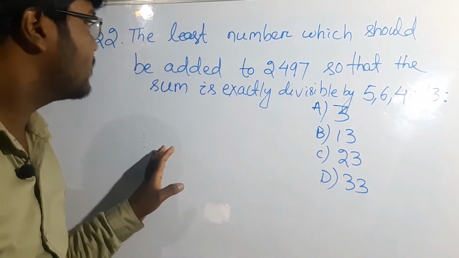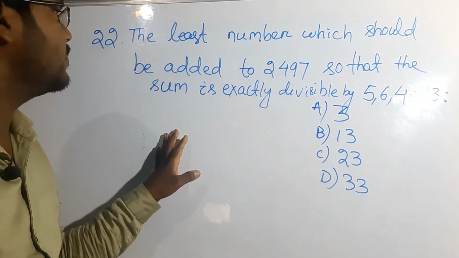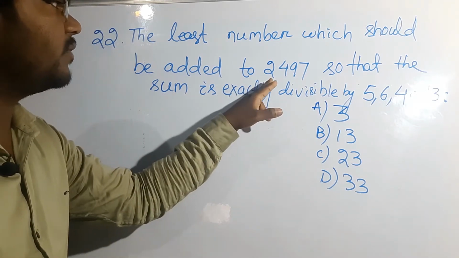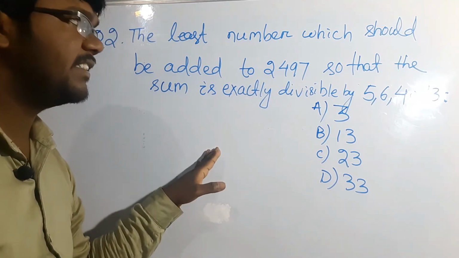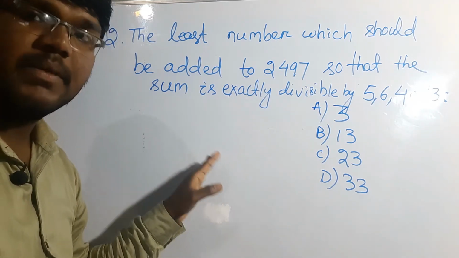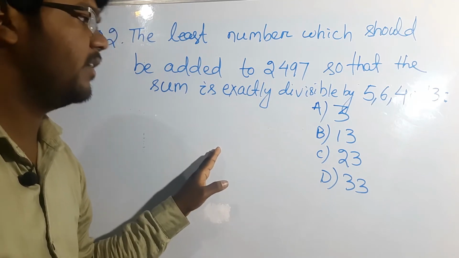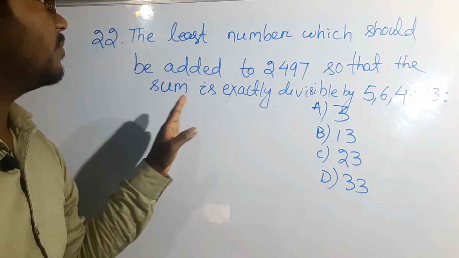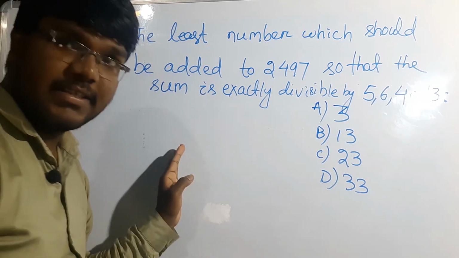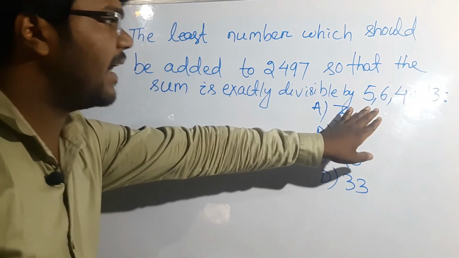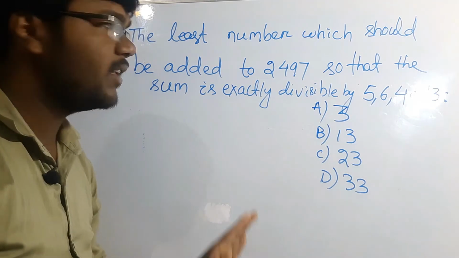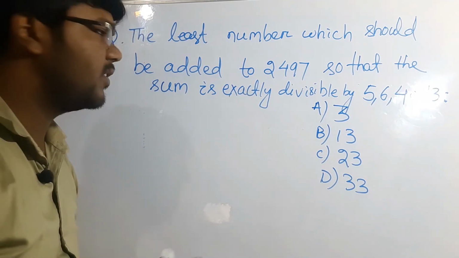So our next question is: the least number which should be added to 2497 so that the sum is exactly divisible by 5, 6, 4 and 3. Then it is a question based on LCM. So we have to find the LCM of 5, 6, 4, 3. Then after that we will divide.